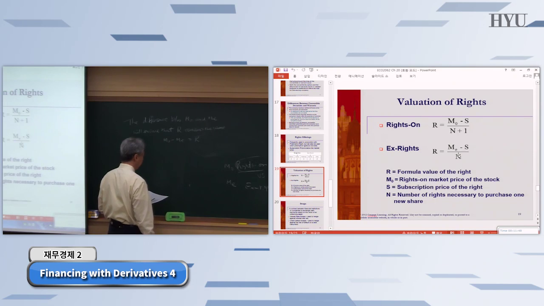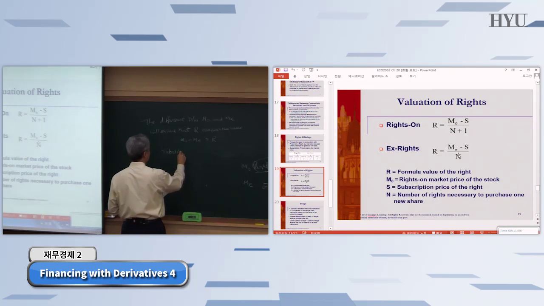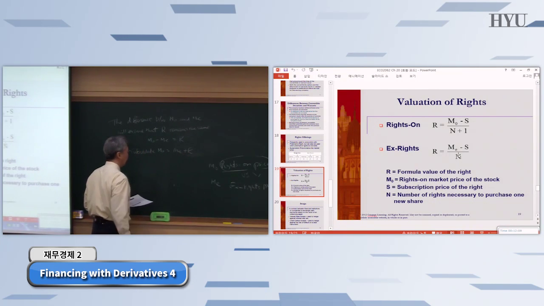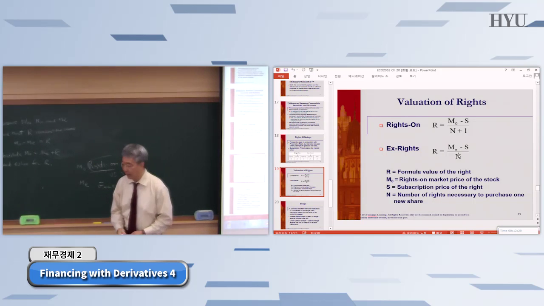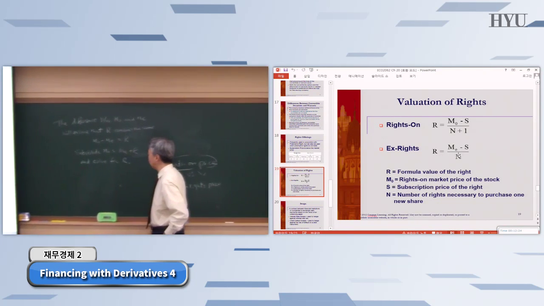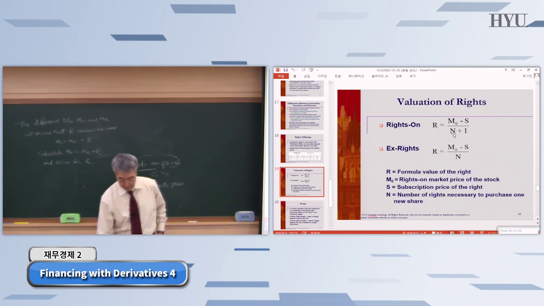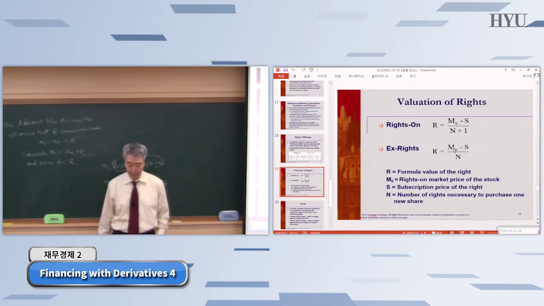So in these two equations, you can actually substitute MO with ME plus R and solve for R. If you have actual numbers for MO and ME, then you can substitute MO here with ME plus R and solve it for R. That is how you can calculate the formula value of R, the value of the right.